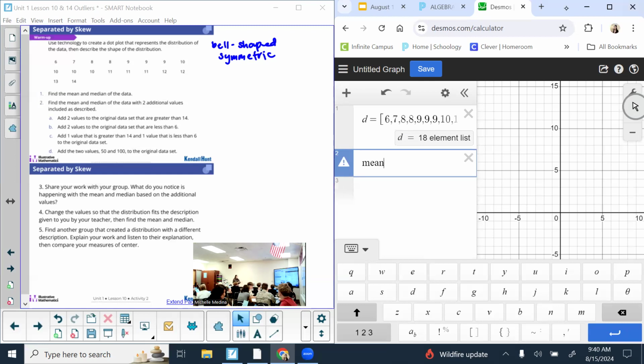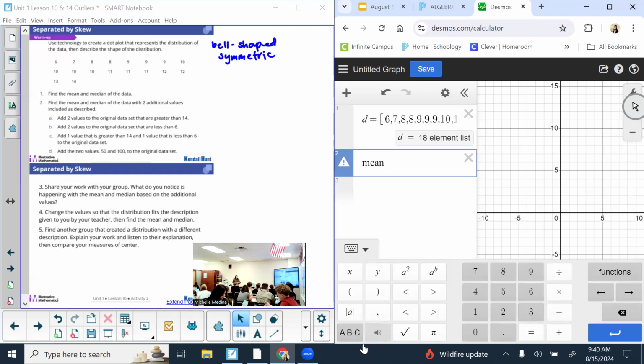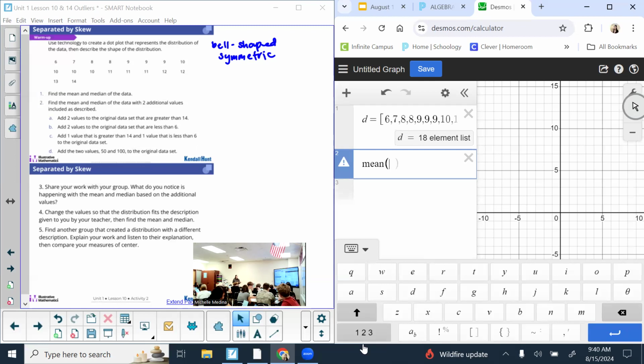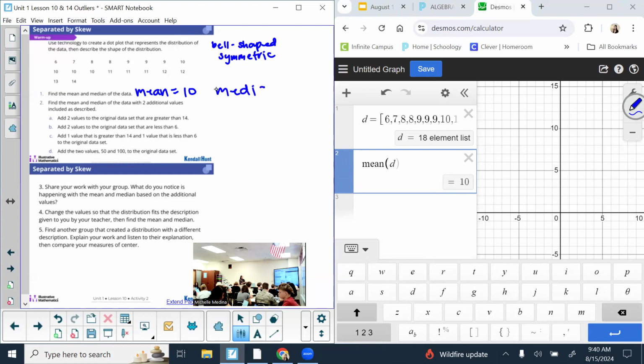It is 10. Because of a few reasons. One, when I check it with technology, it is 10 for the mean of my original data set. And then table 4, what's my median? 10 as well. So I'm going to type that in now. Hopefully we're taking good notes, especially if we didn't know how to get to this point. As you can see, it is as well for the mean.